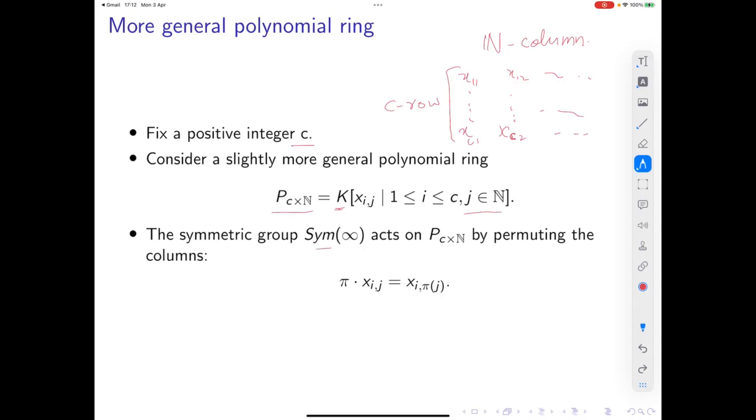Then the symmetric group Sym infinity acts on this polynomial ring by permuting the columns, meaning a permutation acts only on the second index. For example, if we have the permutation (1 2), when it acts on this set of variables, it will permute the columns. It will swap these two columns: column 1 will be replaced by column 2 and vice versa, and it will fix all other columns.